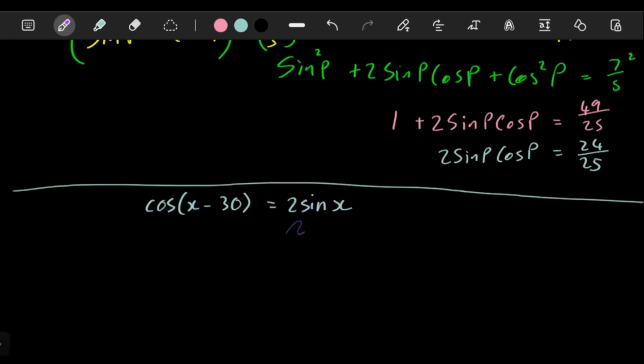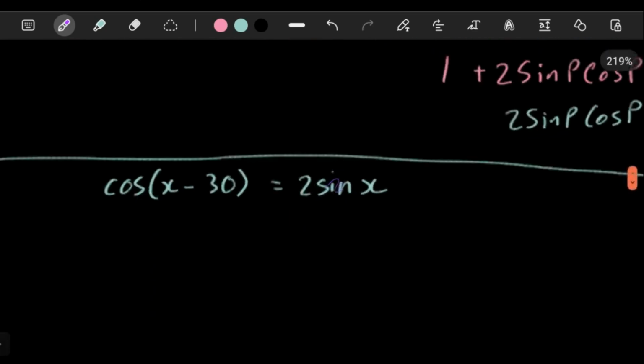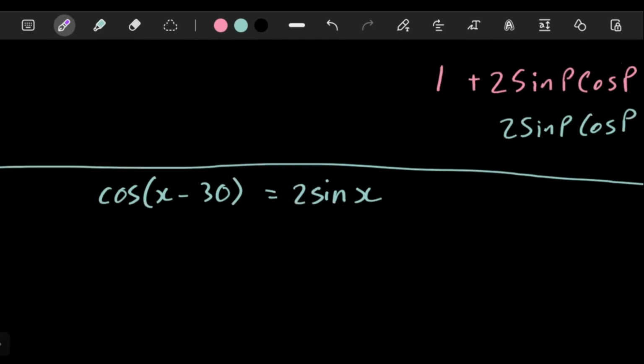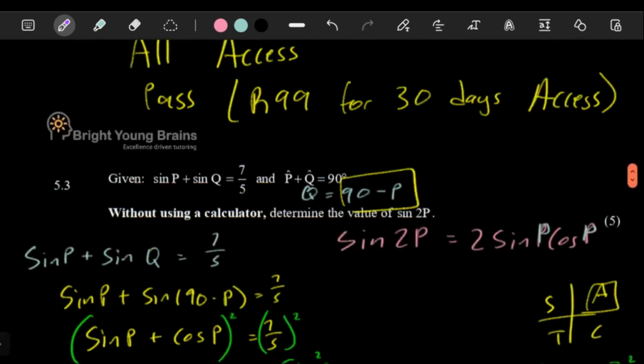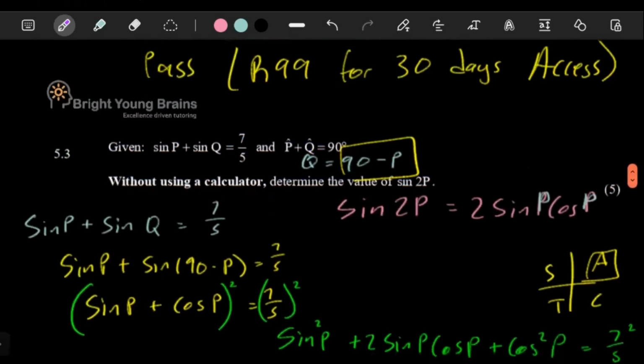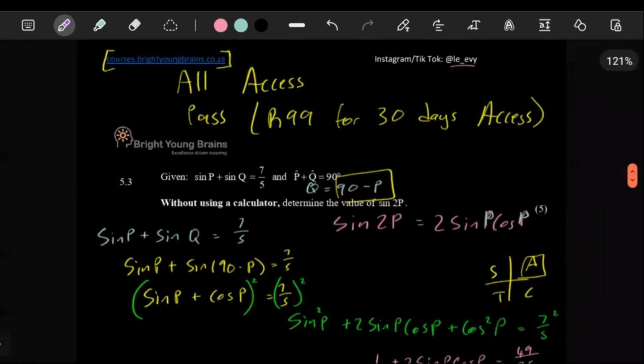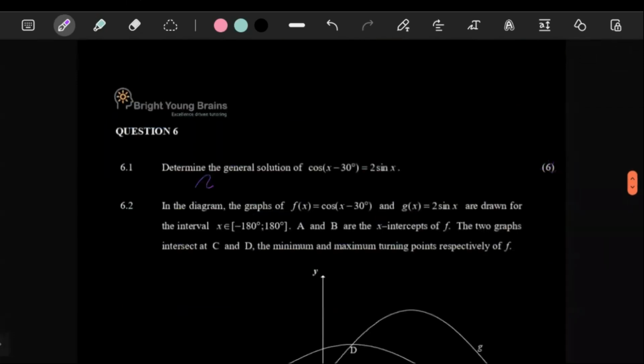It's usually a better idea. But before you can do that, the issue here is that you have this 2 here. The 2 seems like it's making our life a bit difficult, and it really is. But let's see, how many marks is our question? It's out of 6. Determine the general solution of this. So the 2 is definitely the problem.